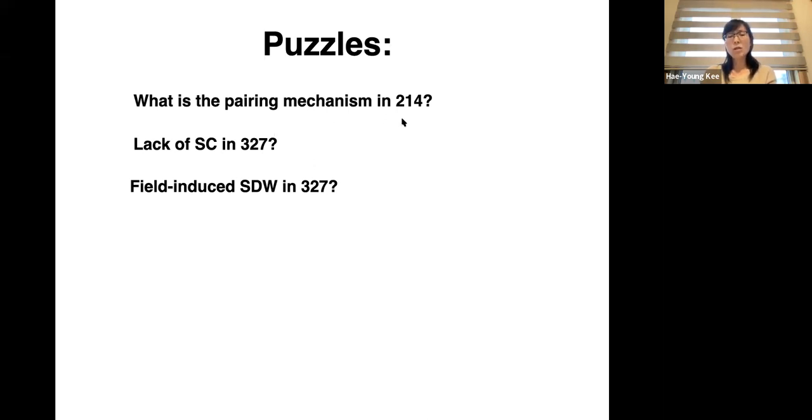And of course, associated with that is what the pairing symmetry is, which I will be able to talk about if I have some time. Otherwise, I'll just focus on the pairing mechanism. And that is not independent of the fact that we don't see the superconductivity in 327.